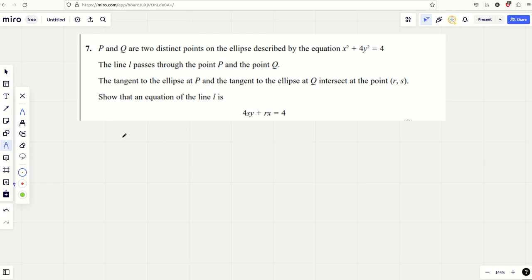The other way of doing it is to say, okay, let P equal (xp, yp), and Q can be (xq, yq).